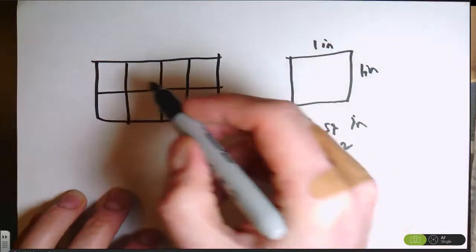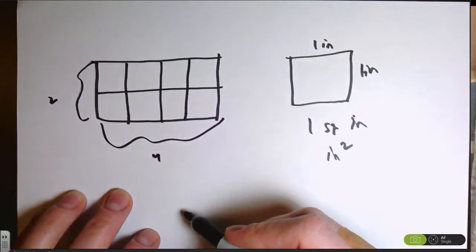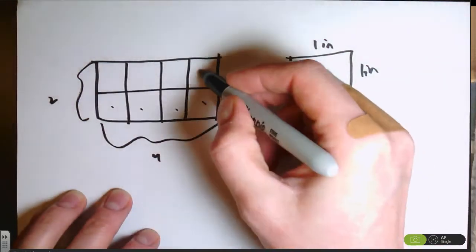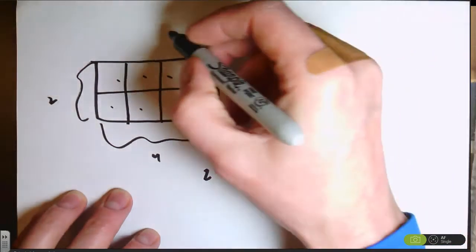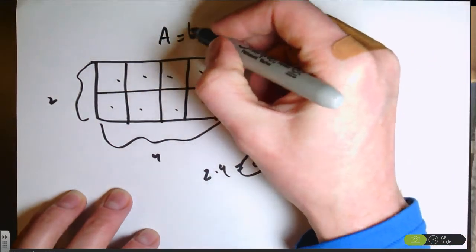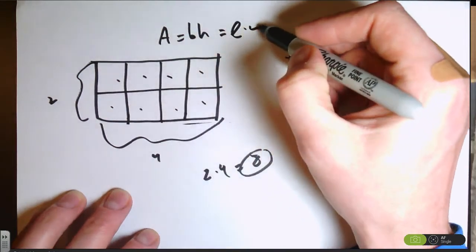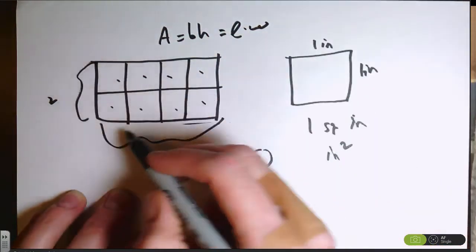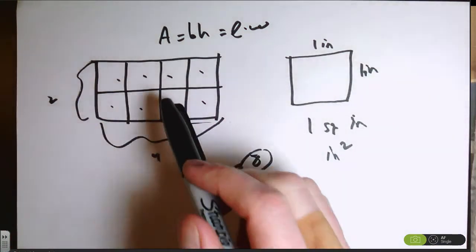Okay, so there are 2 squares on this side by 4 on this side, so that gives us 1, 2, 3, 4, 5, 6, 7, 8. 2 times 4 is 8. So that's why the formula for the area of a rectangle is area equals base times height, or a lot of times length times width as well. Well, for a parallelogram, which a rectangle is, don't want to forget that.